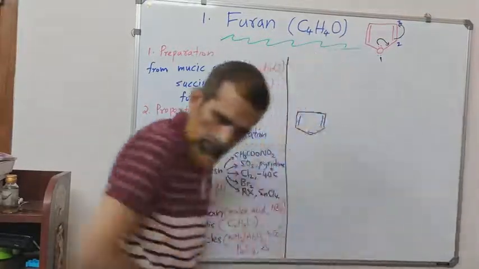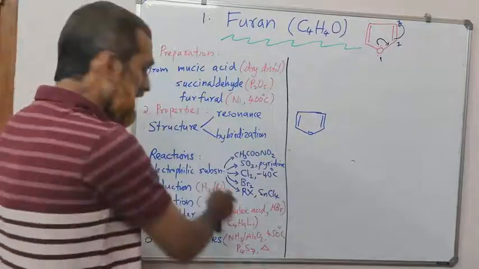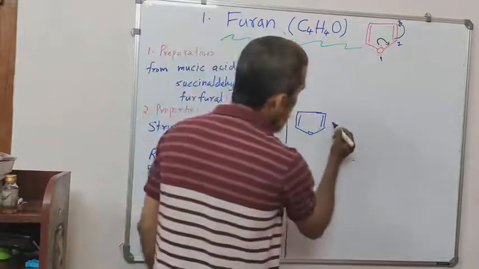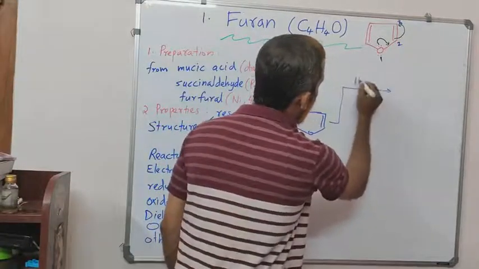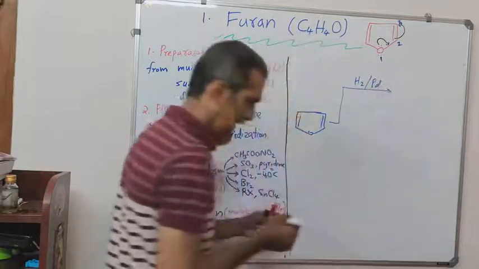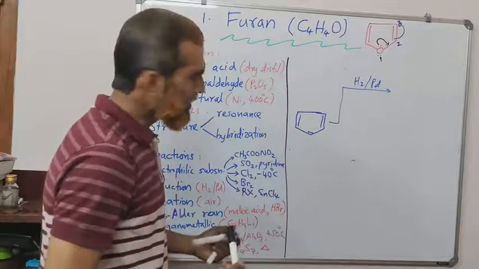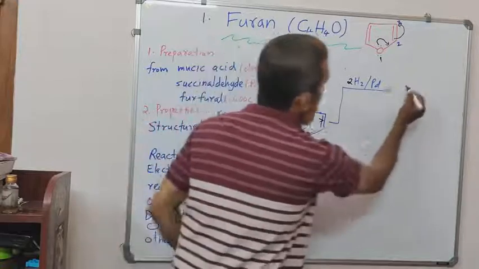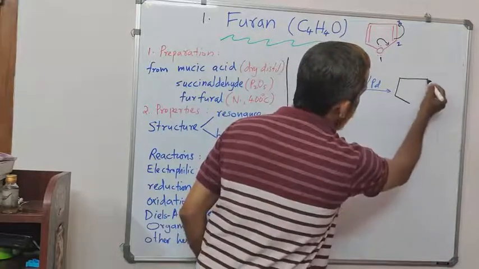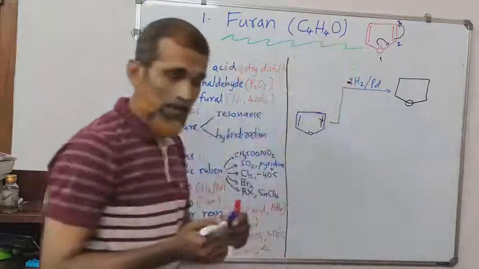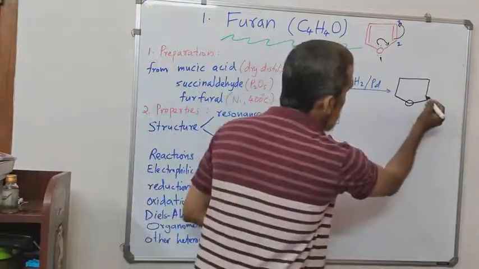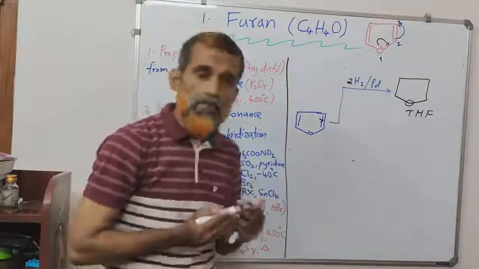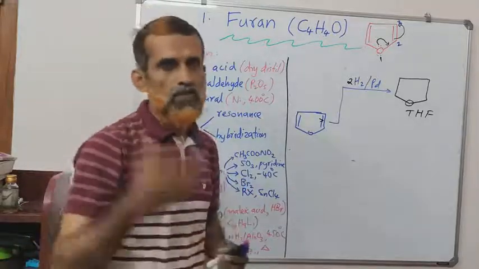What are the remaining reactions? Look, next is reduction, hydrogenation, addition of hydrogen in presence of palladium or Raney nickel. On reduction, adding hydrogen in presence of a catalyst like palladium, what do you get? Simple. 2 hydrogens will be added, both double bonds will be broken, right? And what you get? You get a saturated kind of product. This is known as tetrahydrofuran, abbreviated as THF. It's a very important commercial organic solvent used for many purposes.